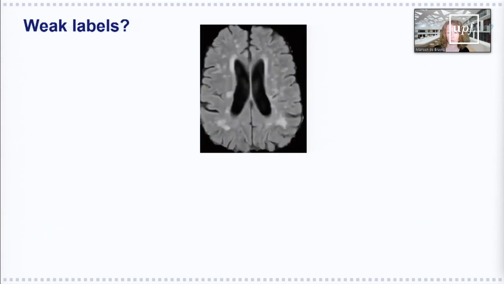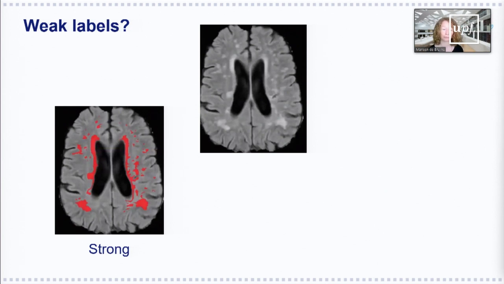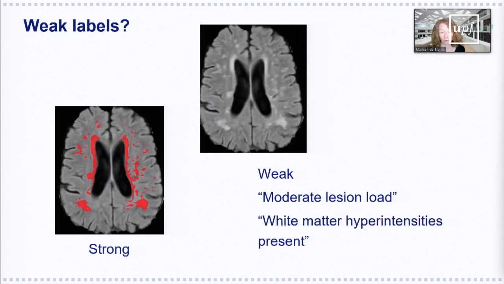So for instance, if you consider the example of quantifying white matter hyperintensity in brain MRI, a strong label would be a radiologist indicates for every single voxel in this image whether it's a hyperintensity or not. Whereas weak labels could be many different things, but often it's a radiology report which would indicate that this subject has a moderate lesion load, or just that white matter hyperintensities are present, or perhaps the number of lesions that are visible in a certain slice.